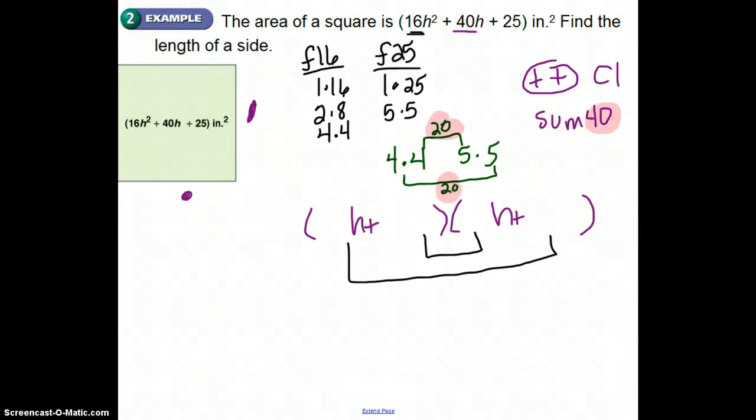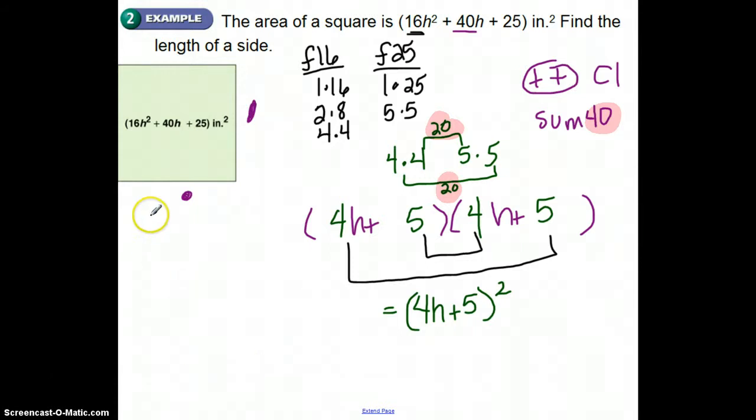So it works. So that means in this one, the 4's go with the h's. No worry about placement because they're both pluses. And then the 5's go here. 4h plus 5 squared. Now, notice what that means. It's saying that this side must be 4h plus 5 long. And this side must be 4h plus 5 long.